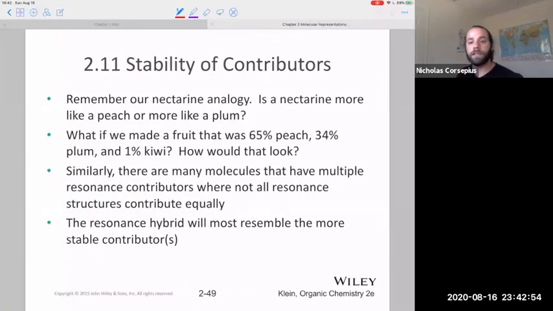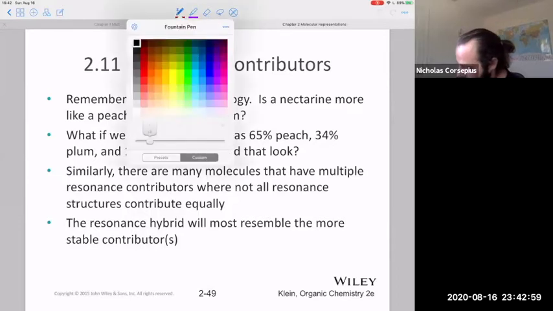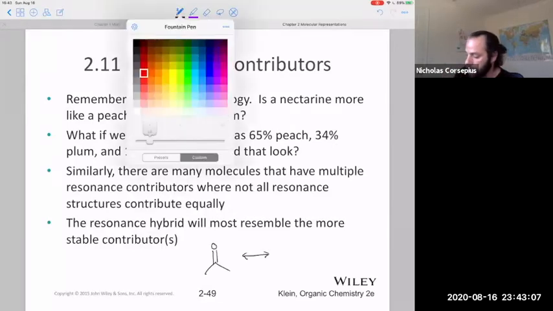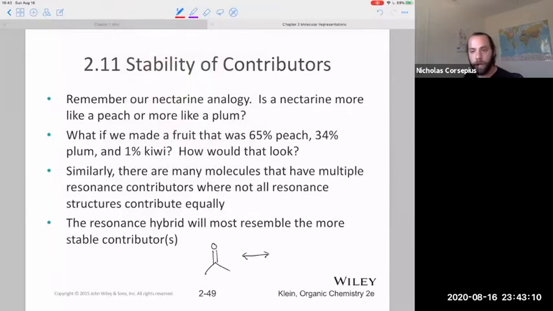The next thing we're going to focus on here is this idea that not all resonance contributors are created equally. Let me just give a very simple example. We talked about the carbonyl group, how it is a pi bond that's located between two atoms of differing electronegativity, and so it has this resonance structure available to it. Cool. So these are two perfectly valid resonance contributors for a carbonyl bond.